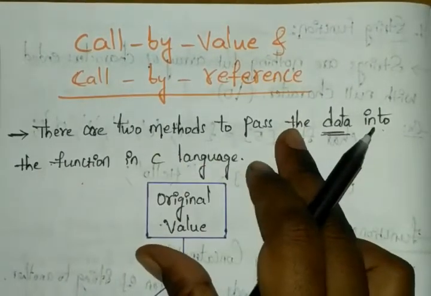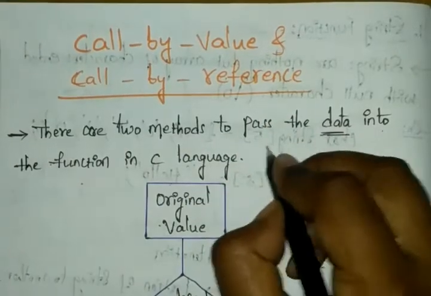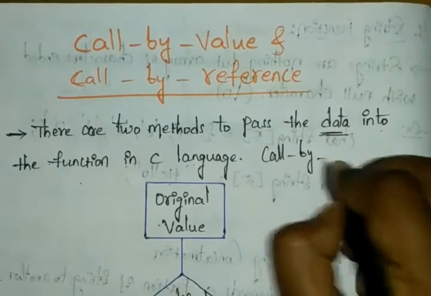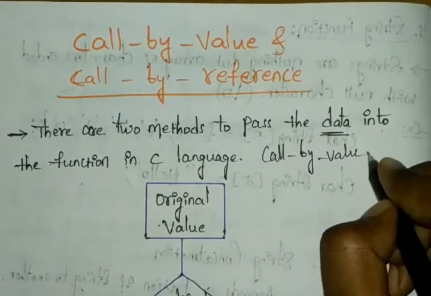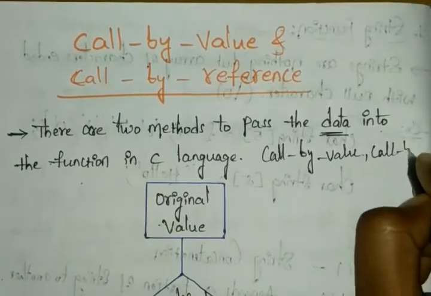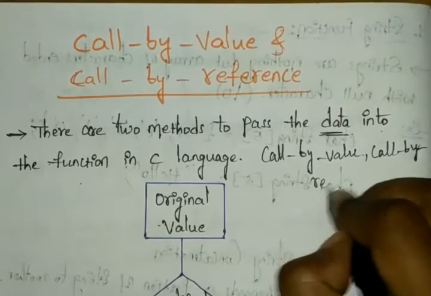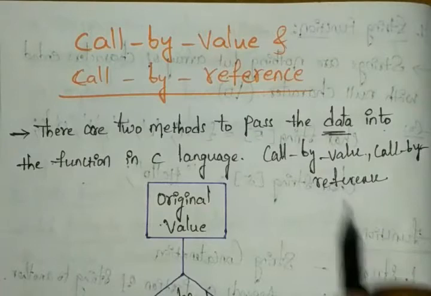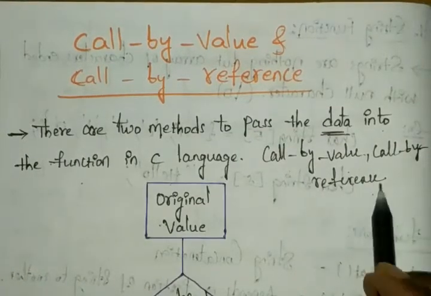In our C language, one is call by value and the second one is call by reference. If we need to pass our data into the functions, you can follow these two methods: call by value and call by reference.